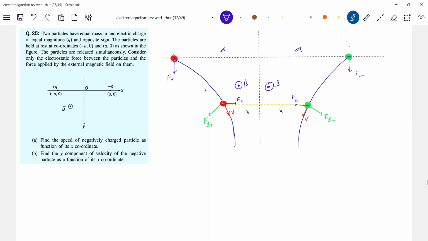What is the work done by the magnetic force? Zero. So we'll consider work done by the electrostatic force. I'll apply conservation of mechanical energy. So initially, K Q square by 2A should be equal to minus K Q square by 2x plus 2 into mv square by 2.